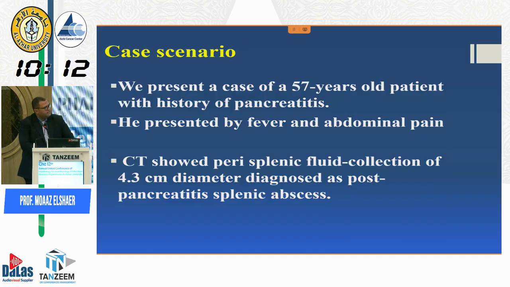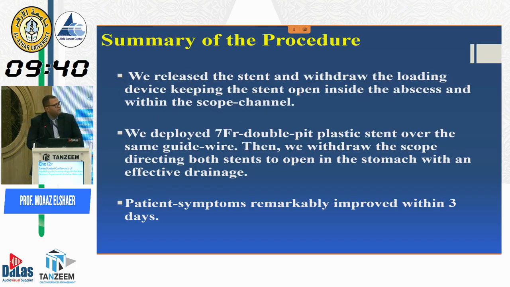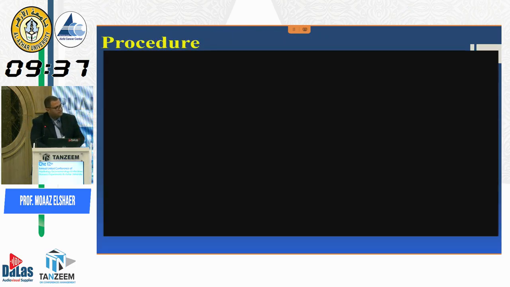Finally, I will present this case we already published during my stay at Aichi Cancer Center. It was a female patient, 57 years old, with a history of pancreatitis. She presented with fever and abdominal pain. CT showed a perisplenic fluid collection of 4.3 centimeters, diagnosed as post-pancreatitis splenic abscess. Let's check the video.